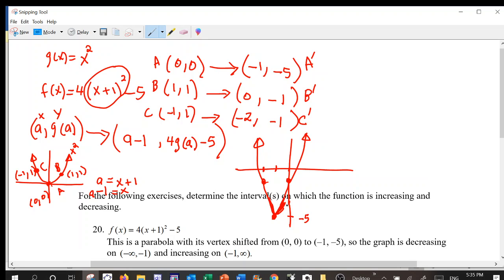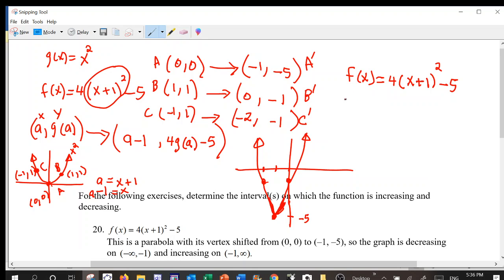Not a very good quality graph, but it's correct, right? Now notice that I didn't mark anything on the y-axis here when it crosses because I don't know what it is. I have to figure it out. And I don't know where it crosses on the x-axis. Now we can find out because we have the formula. So let's find out. So f of x equals 4 times (x plus 1) squared minus 5.